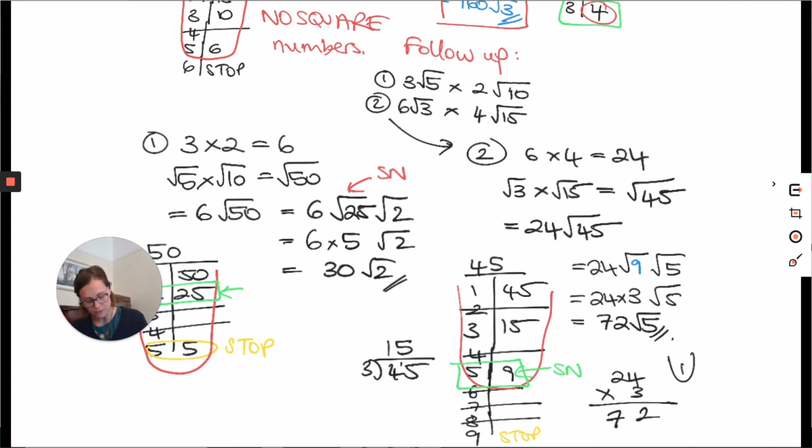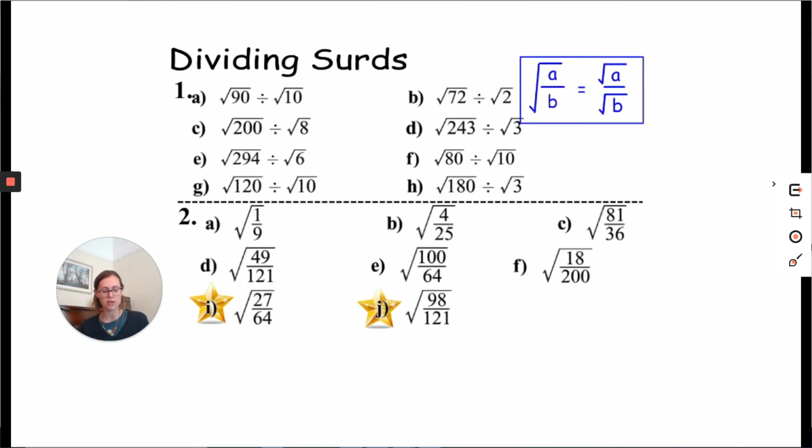Now, dividing surds works in exactly the same way. Okay, you can do surds divided by surds, you can do numbers divided by numbers, but you can't do a number and a surd divided by each other. So if we have a look at this first example here, you've got root 90 divided by root 10. So here, all I'm going to do is 90 divided by 10. So 90 divided by 10 gives me root 9. But actually, root 9 isn't a surd. I can square root 9. So final answer here, 3.